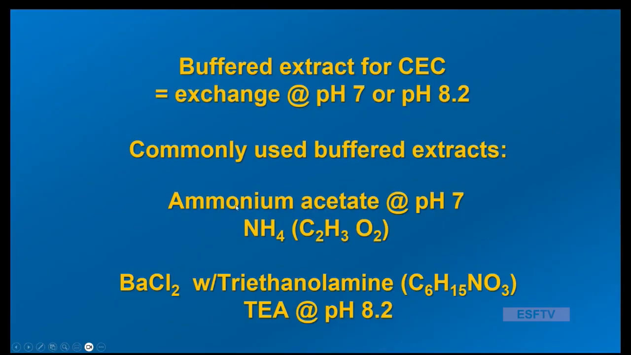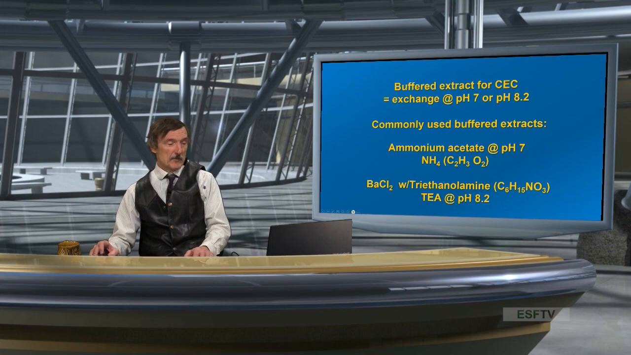Another one that we use is barium chloride with triethanolamine. Okay? And so that's called BaCl2-TEA at pH 8.2. Again, barium chloride being the salt, we push this up to pH 8.2, and we can compare across a wide range of pHs. Okay.